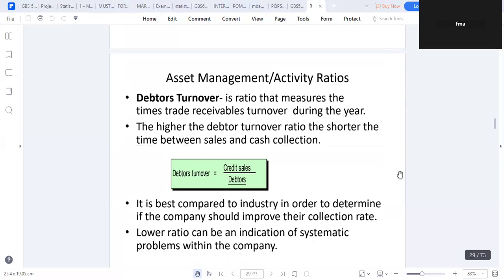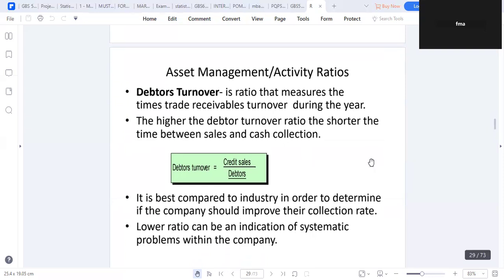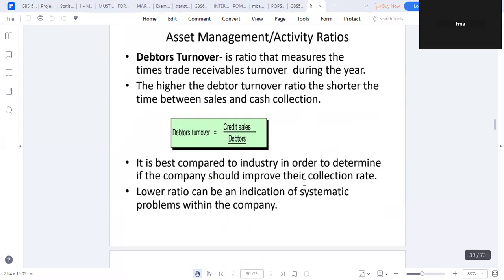All right, so we go to another activity ratio, which is the debtors turnover. It measures the number of times trade receivables are received during the year. So if you have a high debtors turnover, it means that you have a shorter period between which the sales are made and the cash is collected. So it's better to compare against the industry average. So it's given by credit sales over debtors.